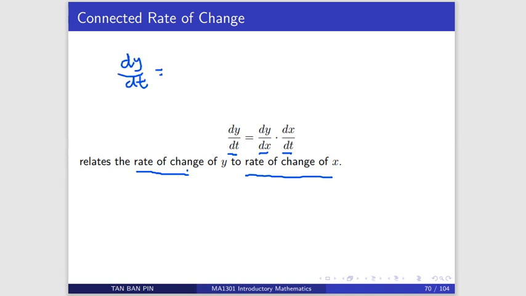Then the chain rule tells you it can be related to dx/dt, the rate of change of x, by the equation dy/dt is dy/dx times dx/dt. So that's what you're going to do.